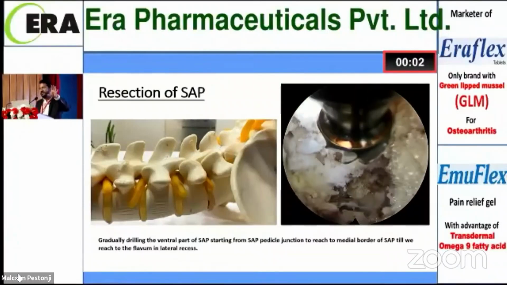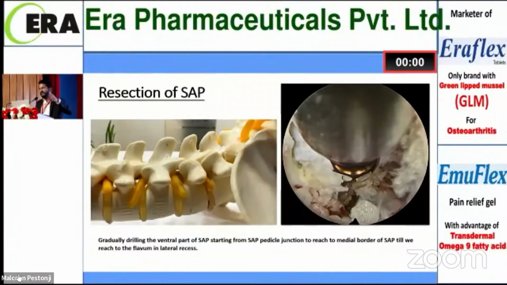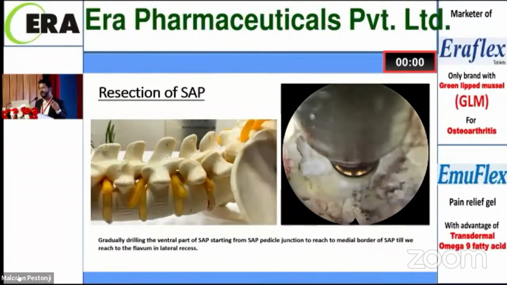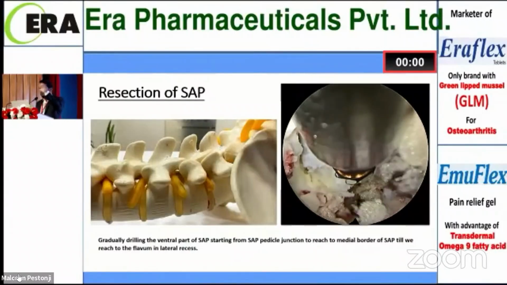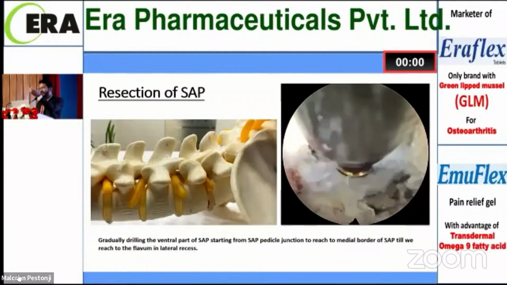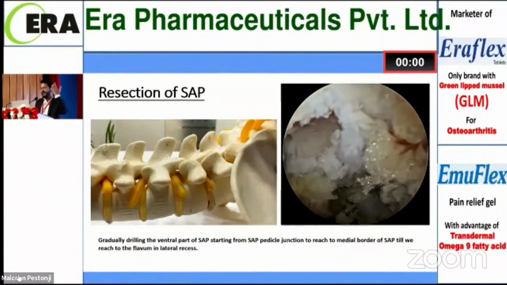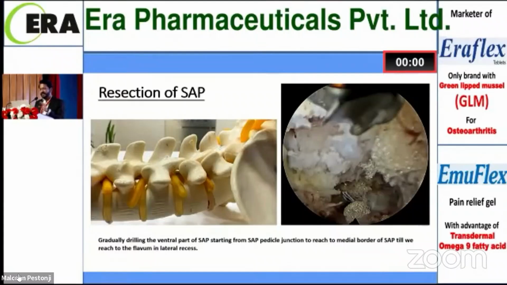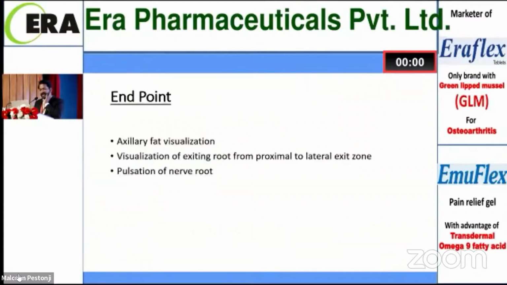Now things change according to the pathology. If it is a disc, you can go inside and remove the disc fragment. If it is the tip of the SAP which is impinging on the root, you can go inside, remove the tip, remove the ligamentum from that side. The rest of the things will be the same. There should always be an end point of the surgery. In foraminoplasty, the end point will be seeing the axillary flat, visualizing the root from proximal to the lateral exit zone, and the pulsation of the nerve root, which is the indirect sign of the decompression.